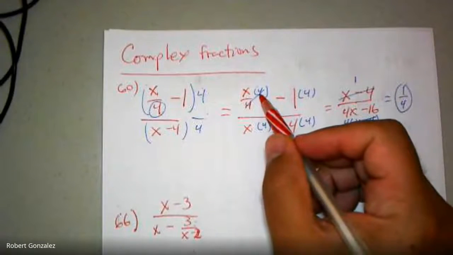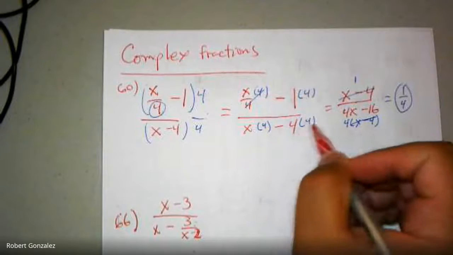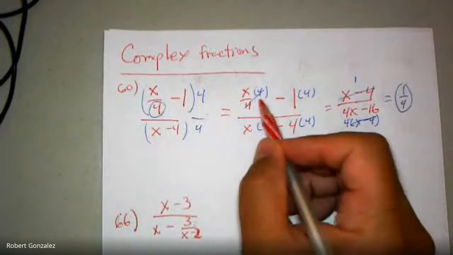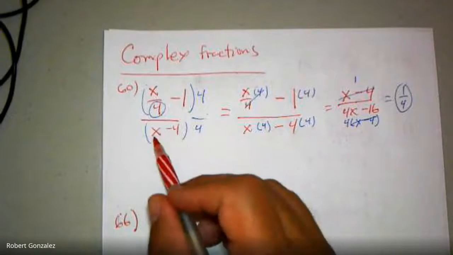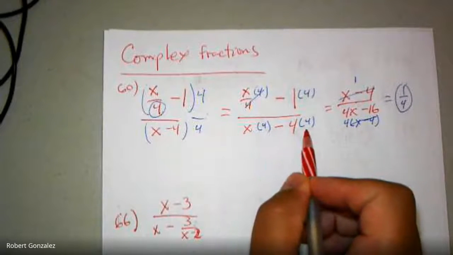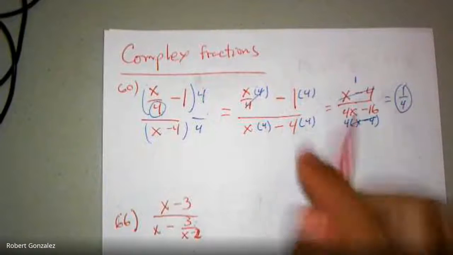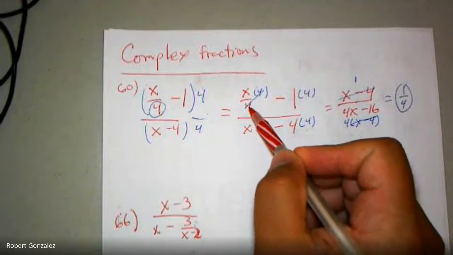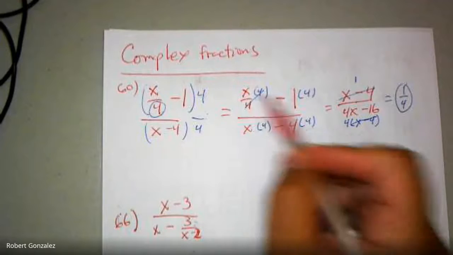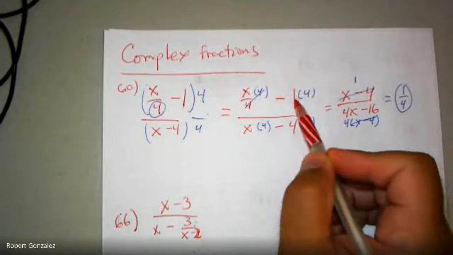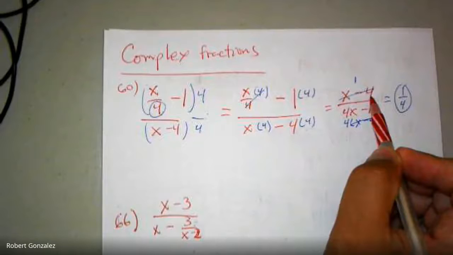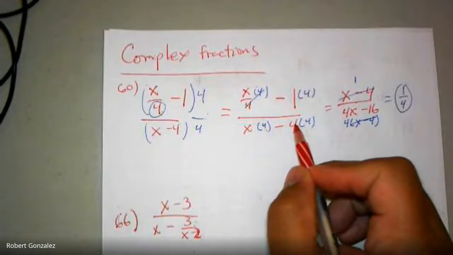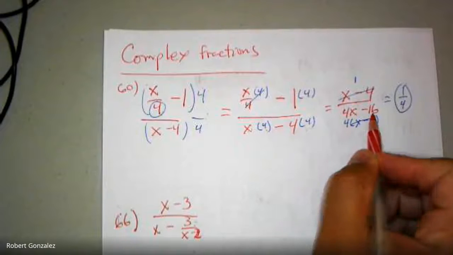When you distribute, you're going to write a 4 next to each of those terms. See, the 4 goes to this fraction and the 1, and the 4 goes to the x and the negative 4. Then multiply it out. When I multiply it out, my whole purpose was to get rid of the fractions within the fractions. That leaves me with x. 1 times 4, that equals 4. X times 4 is 4x, and 4 times 4 is 16.